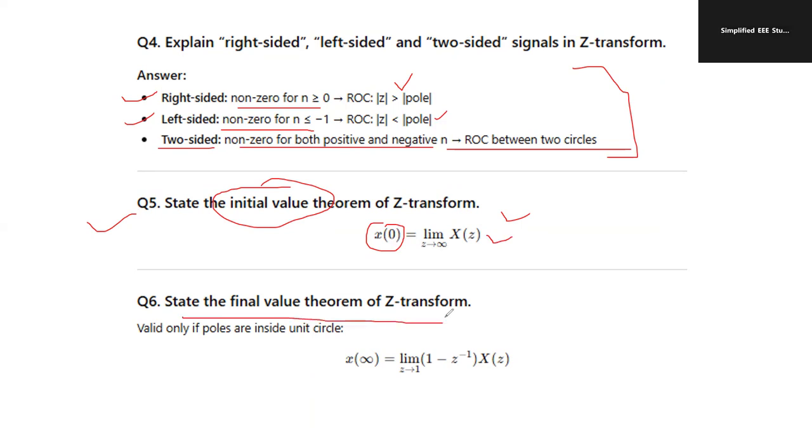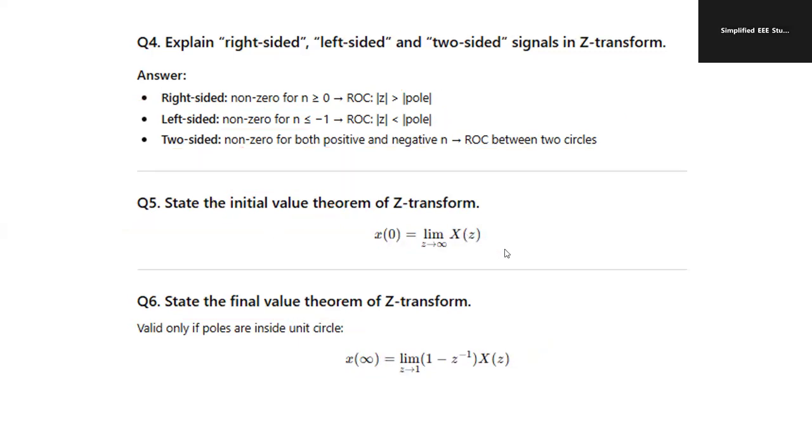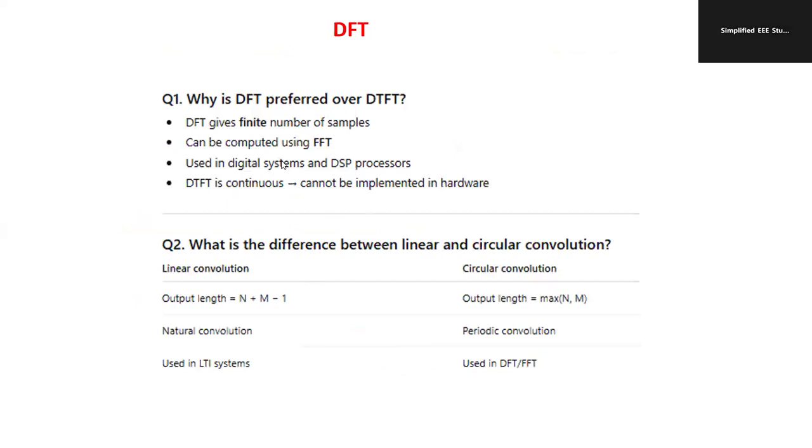State the final value theorem of z-transform. Here, instead of x of 0, I'll be putting x of infinity. Limit z tends to 1, 1 minus z to the power minus 1 into X of z. That is called the final value theorem. You can compare with the Laplace transform. It is almost similar, but there are slight differences. Proof is better actually. If you study the proof, that would be better.